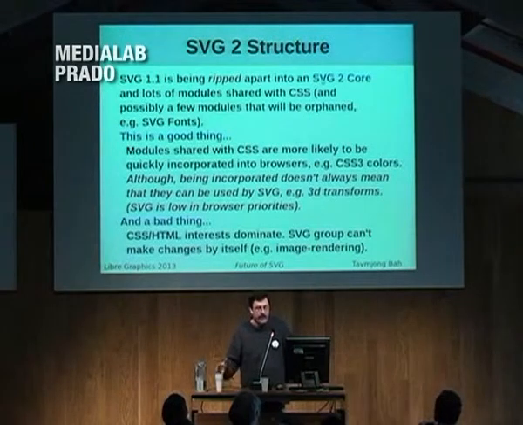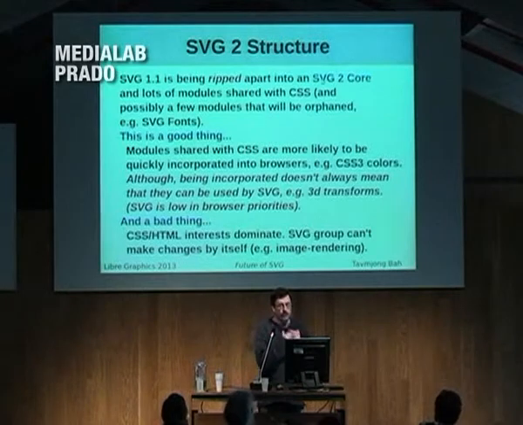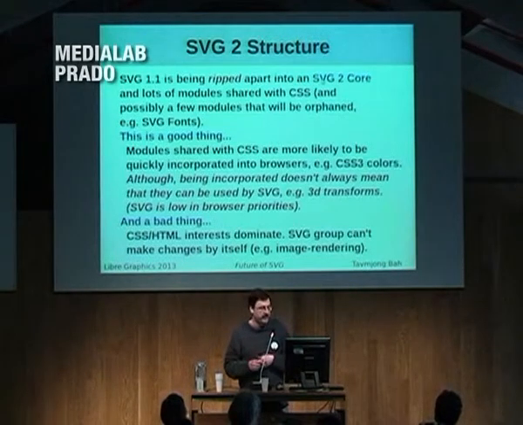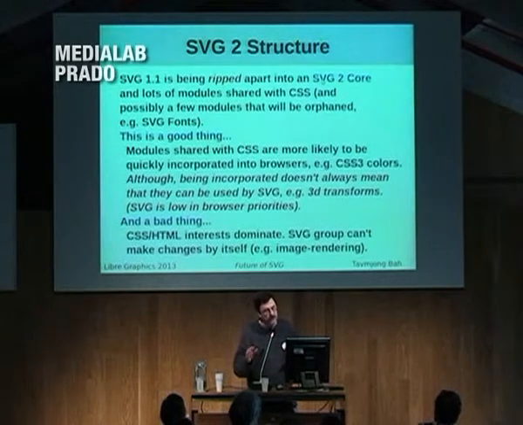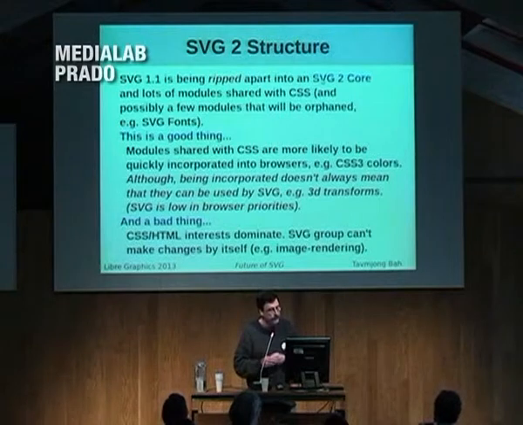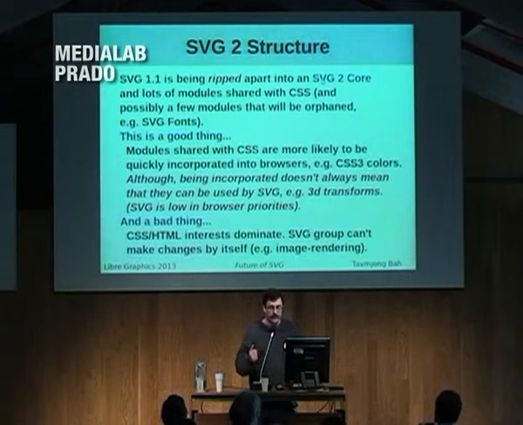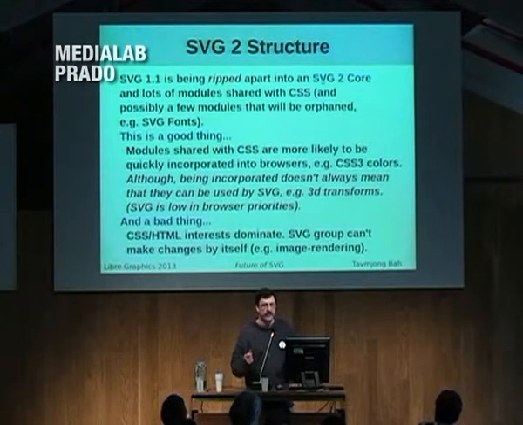So, what's happening with SVG 2? Well, SVG 2 is basically SVG 1.1 being ripped apart. It's being ripped apart into an SVG 2 core and lots of modules that are being shared with CSS. And there are possibly a few modules that will be orphaned, like SVG fonts. I'll talk about that a little more in a minute. This is a good thing in that the modules that are shared with CSS are more likely to be quickly incorporated into browsers, such as CSS 3 colors, which allows you to specify colors using an HSL value.